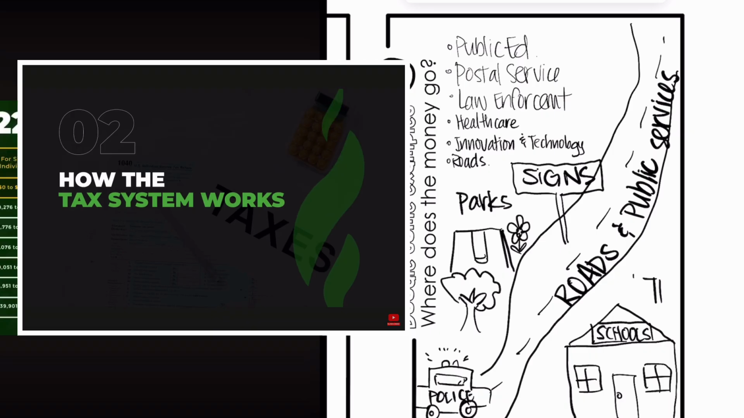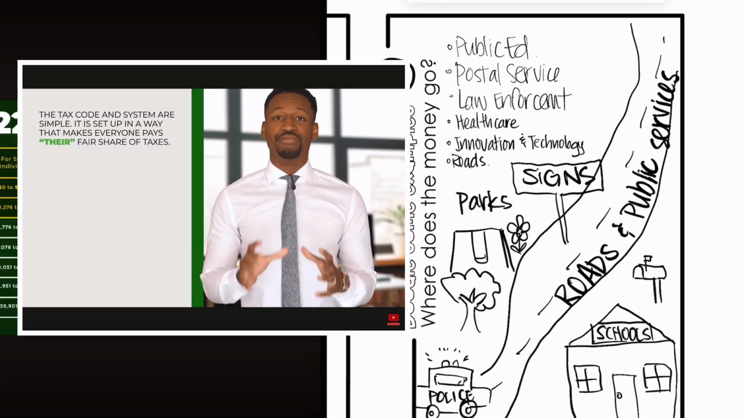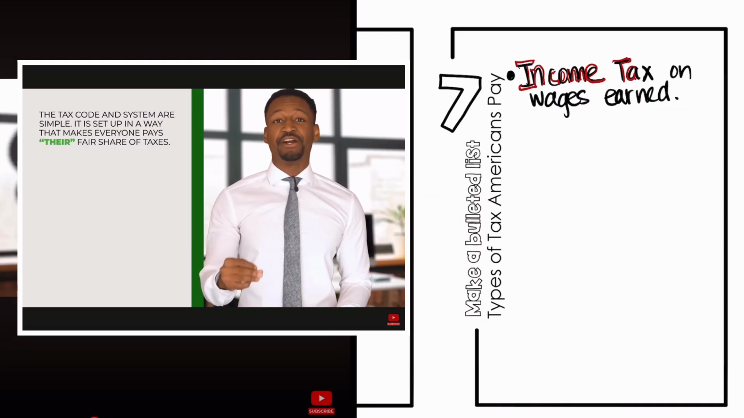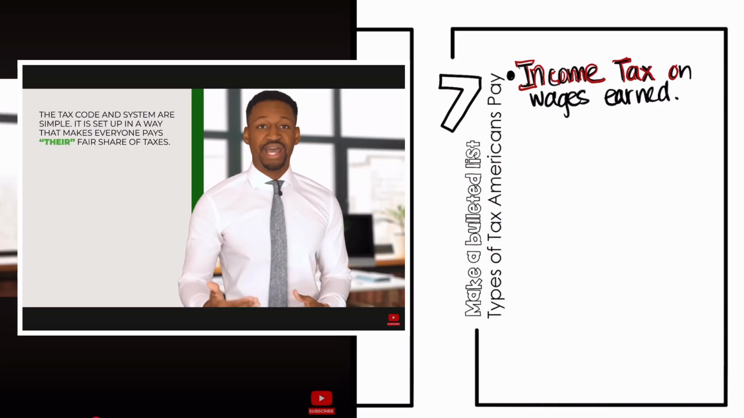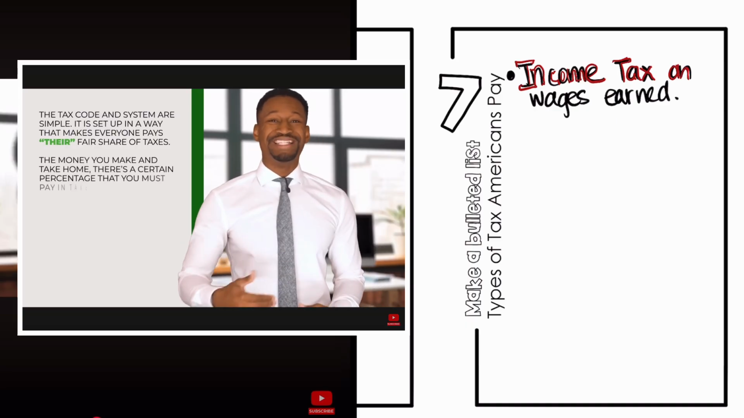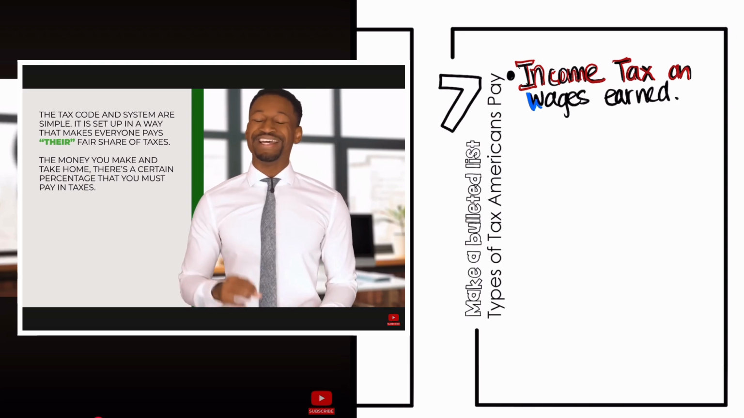Next, let's talk about number 2, how the tax system works. So theoretically, the tax code and system are very simple, okay? It is set up in a way that makes everyone pay their fair share of taxes. So on the money you make and take home, there is a certain percentage that you must pay in taxes.